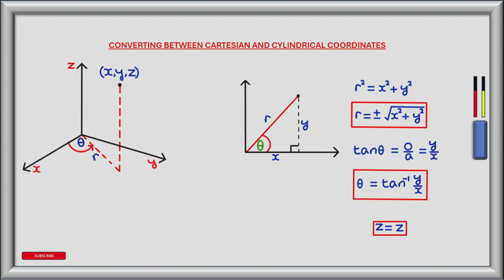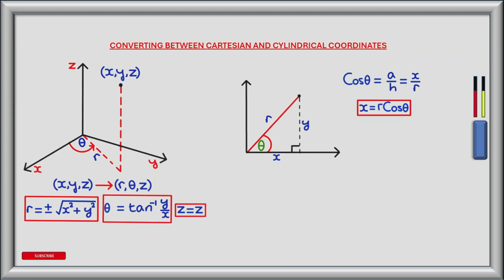And as noted in the introduction, the height component z does not change when converting from Cartesian coordinates to cylindrical coordinates. If we now want to convert back from cylindrical coordinates to Cartesian coordinates, we can use the same triangle to do so. So on the triangle, we can see that the cosine of theta is equal to the adjacent side divided by the hypotenuse side. And this equates to x divided by r.